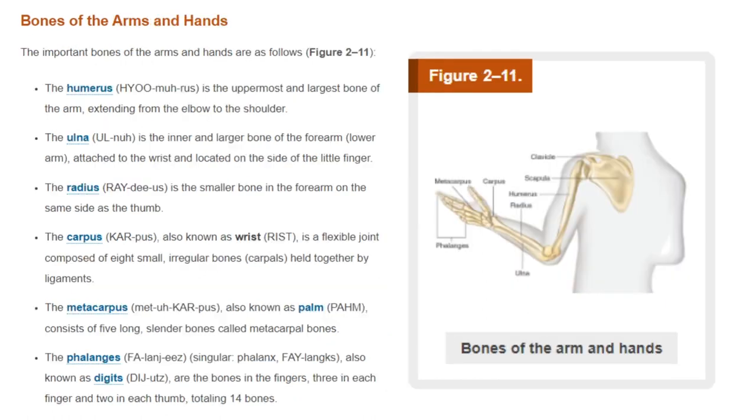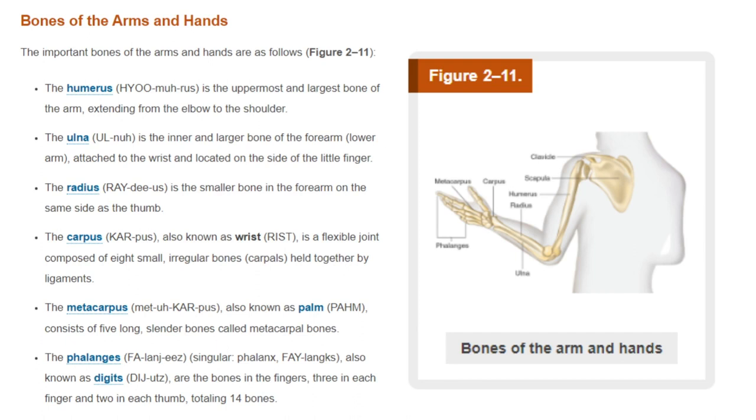Bones of the arms and hands. The important bones of the arms and hands are as follows, Figure 2:11. The humerus is the uppermost and largest bone of the arm, extending from the elbow to the shoulder. The ulna is the inner and larger bone of the forearm, lower arm, attached to the wrist and located on the side of the little finger. The radius is the smaller bone in the forearm on the same side as the thumb.